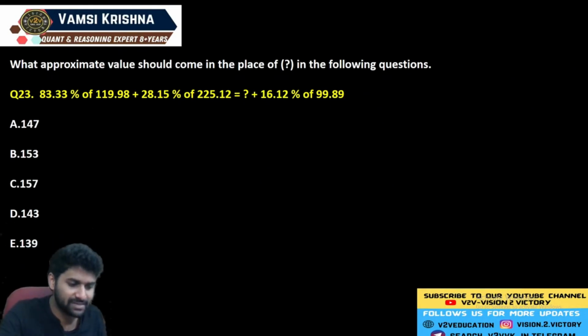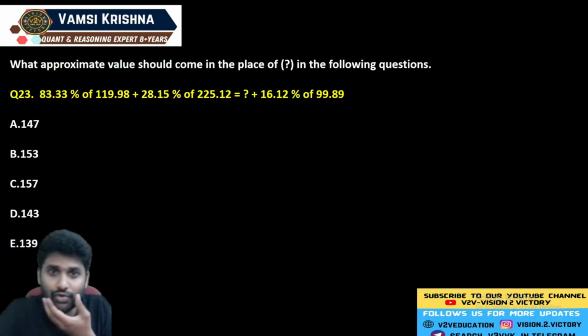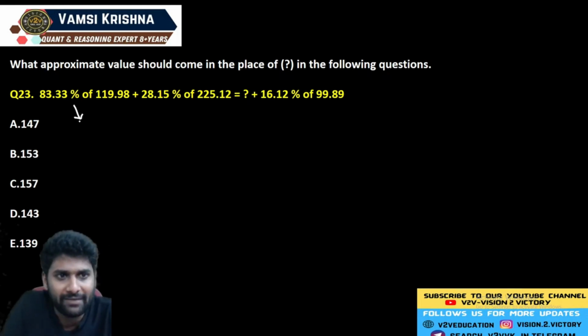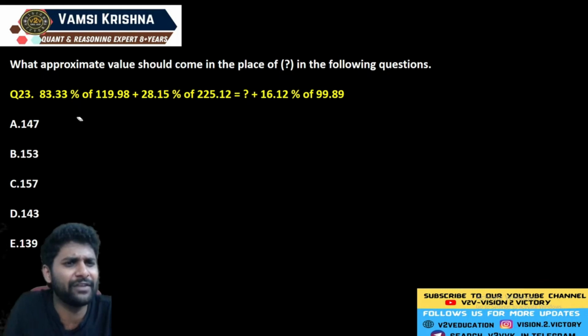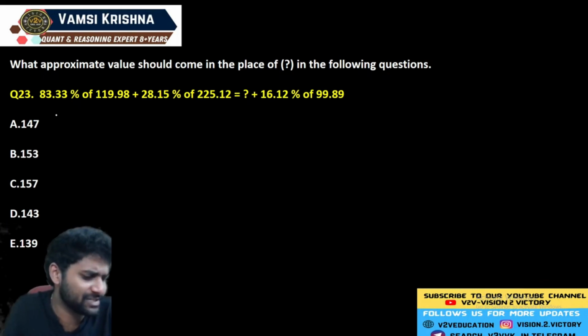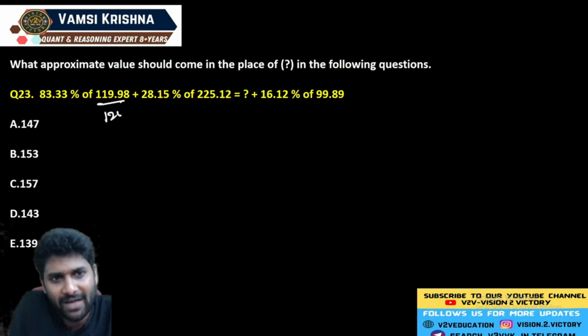Guys, approximation or simplification. Definitely you can expect 5 questions. So you can save your time in this section, guys. You can save your time. And you already know how you can take the values. 83.33% you can take approximately, or you can take in a different way, guys. 50% plus 33.33%, you can convert it, or you can split, no issues. But here you can take this value as 120.